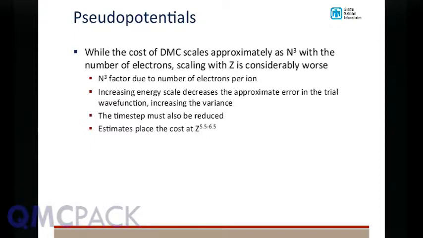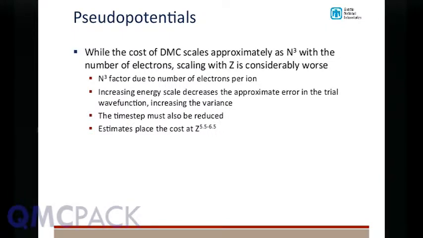Then the energy scale is increasing as Z gets larger, right? The 1s electron is more strongly bound, so I'm resolving a much larger energy. And any error that I have there is going to contribute a lot of variance. And also our wave functions are typically not as good, so the time step has to be reduced. So we really want to avoid, in almost all cases, doing all electron calculations because of the expense.